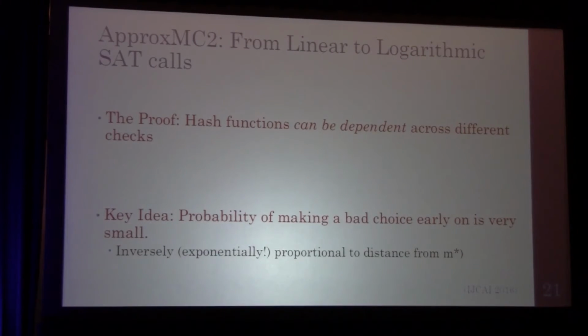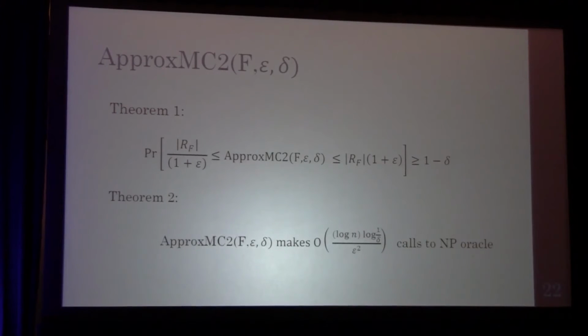The key idea in the proof has been that the probability of making such a bad choice early on is very, very small. So while yes, if you make a bad choice, you'll be stuck with it, and probably you are going to give a wrong answer, making a bad choice away from the right value of m star is very, very small. This allowed the recent hashing-based algorithms to take a jump where instead of making a linear number of n calls to the NP oracle, the number of calls could be log n calls to the NP oracle.